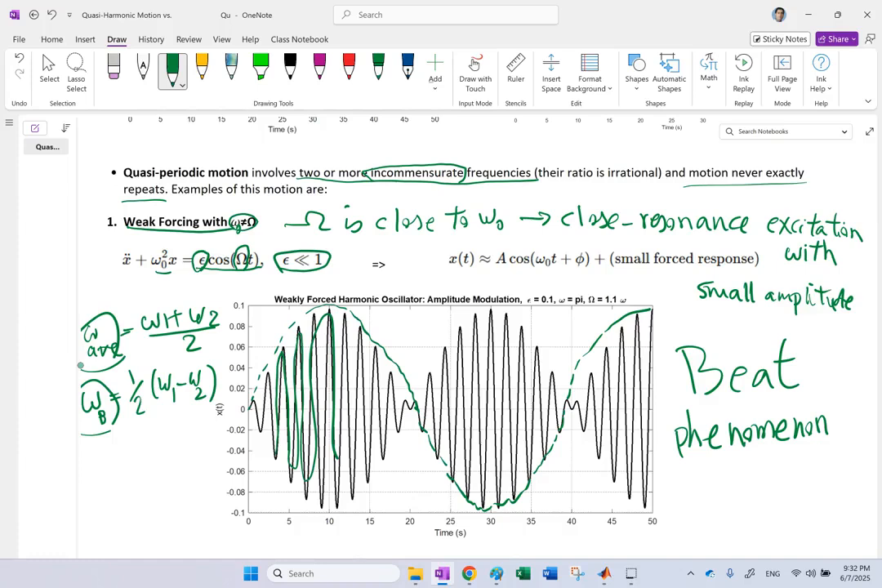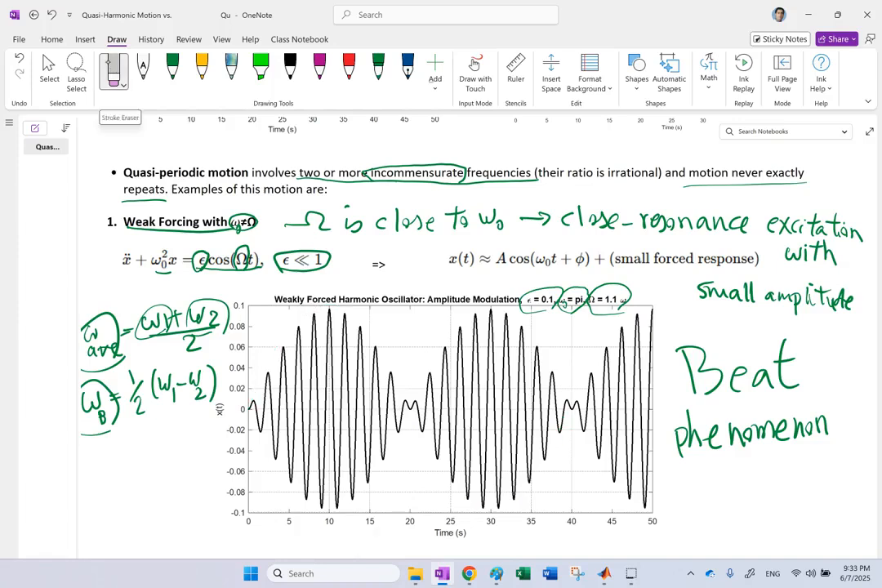Why? Because the two frequencies that I have in my response, omega 1 and omega 2, their ratio is not really a commensurate thing, a rational response. In this system, the way I simulated it, my omega naught was equal to pi. My capital omega excitation frequency was 1.1 times that, and the amplitude was just 0.1, and this is the response. And again, this response is not exactly periodic.